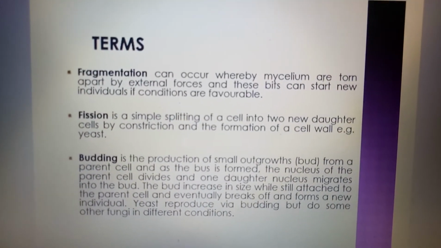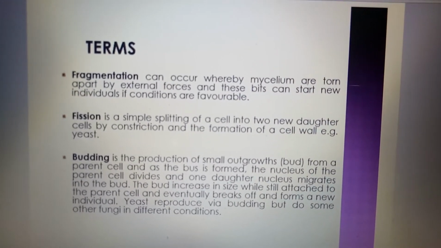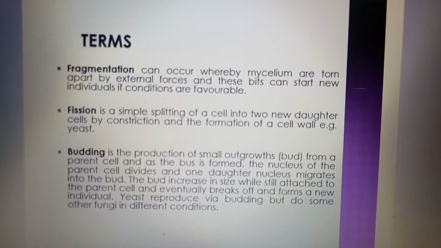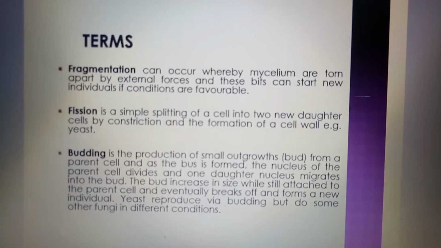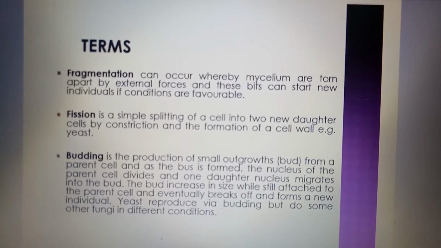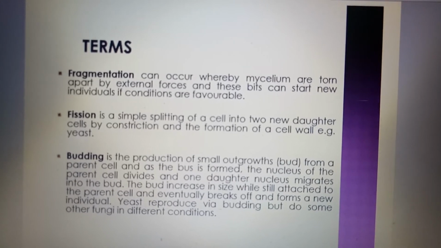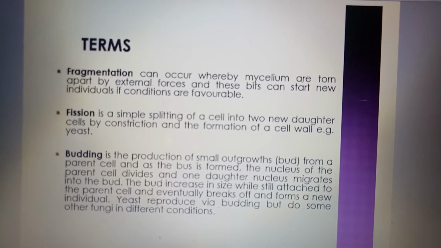Number 1 is fragmentation. Fragmentation is the process where the mycelium is torn apart by external forces, and these bits can start new individuals if conditions are favorable. Number 2 is fission. Fission is the simple splitting of a cell into two new daughter cells by constriction and the formation of a cell wall, for example, yeast. The last one, budding, is the production of a small outgrowth or bud from a parent cell. As the bud is formed, the nucleus of the parent cell divides, and one daughter migrates into the bud. The bud increases in size while still attached to the parent cell, and eventually breaks off and forms a new individual. Yeast, for example, reproduces via budding.